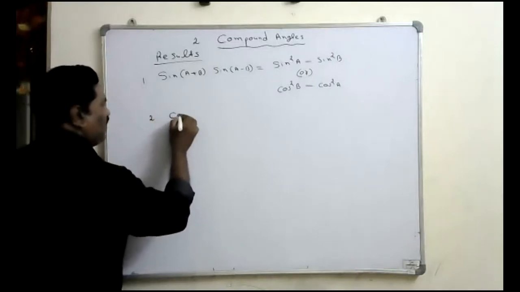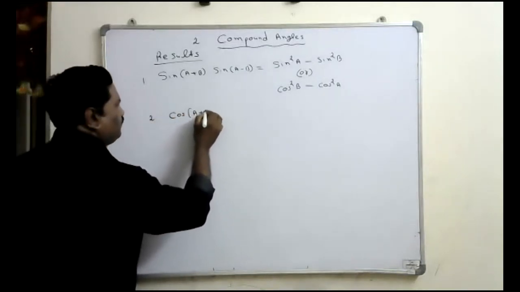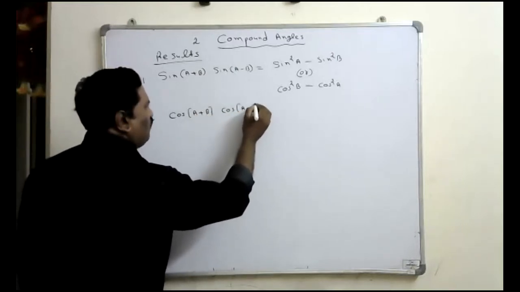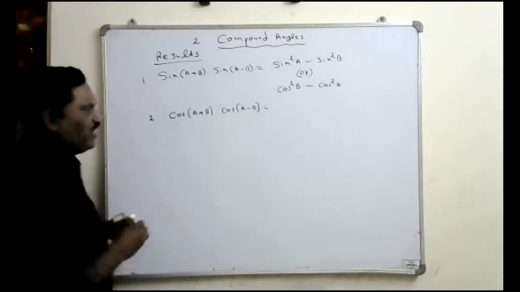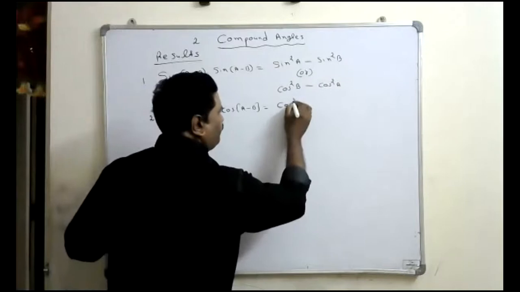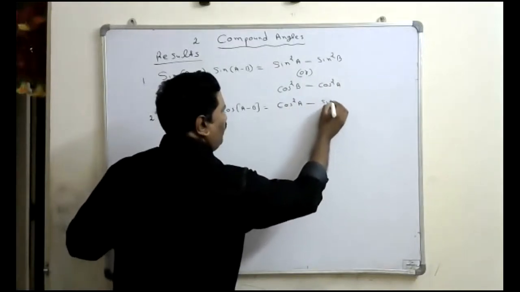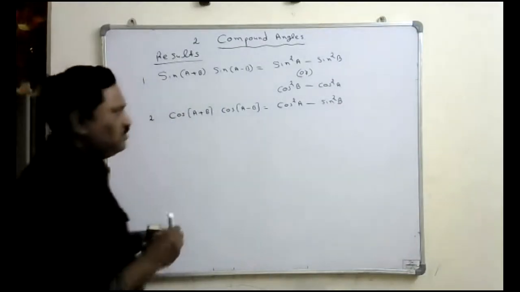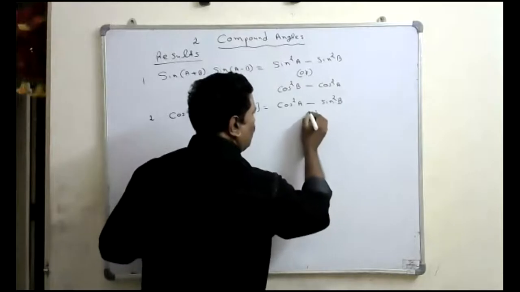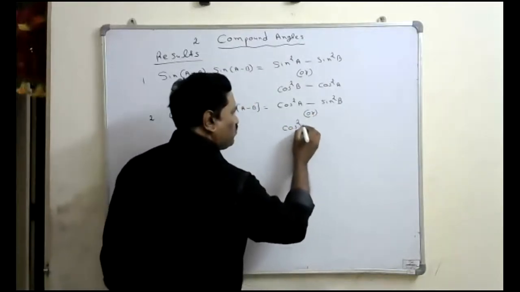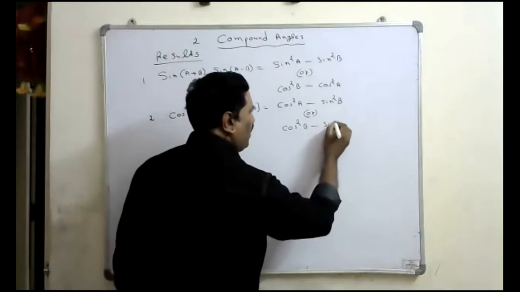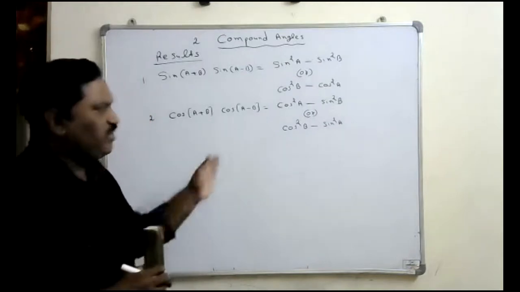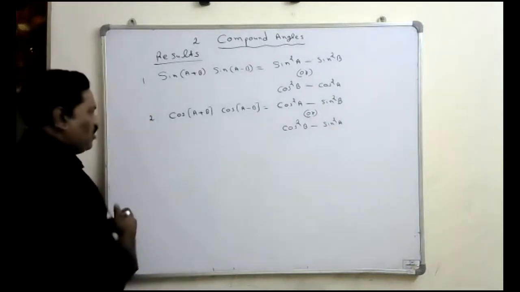Similarly, the second result is cos of a plus b into cos of a minus b. If we simplify this, we get cos square a minus sin square b. That means we get one in cos and another in sine. Or you can also write cos square b minus sin square a. Like that also we can write it. Either cos square a minus sin square b or cos square b minus sin square a.